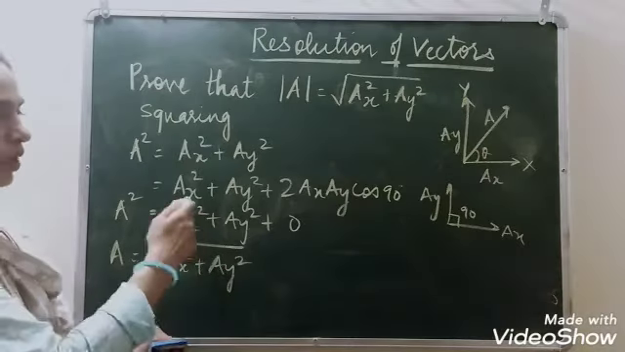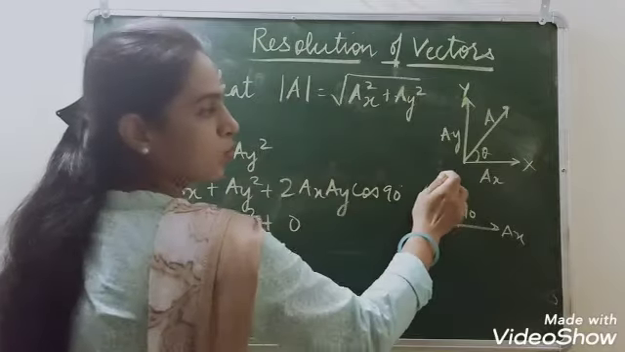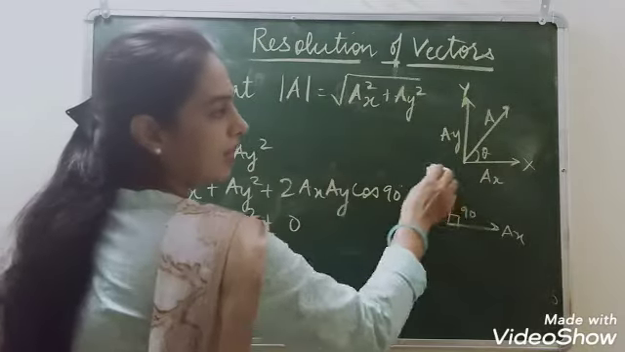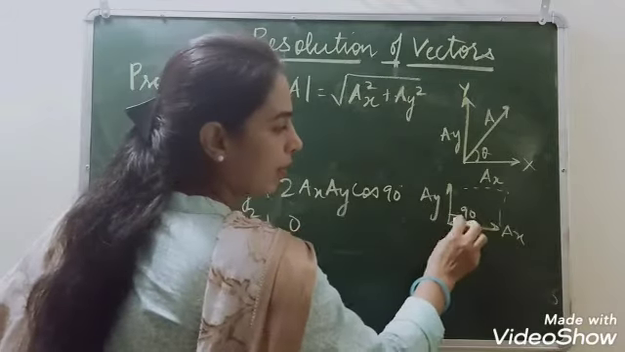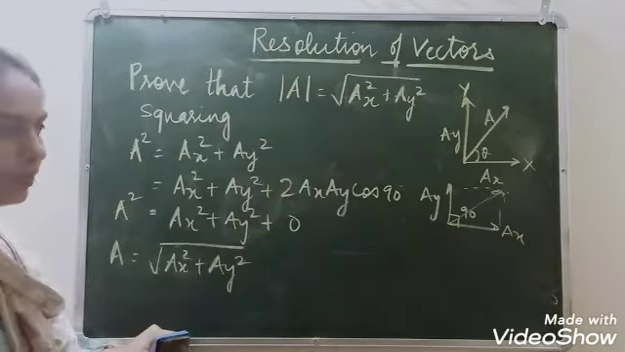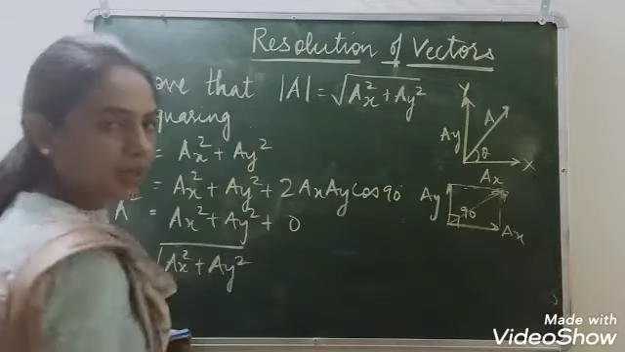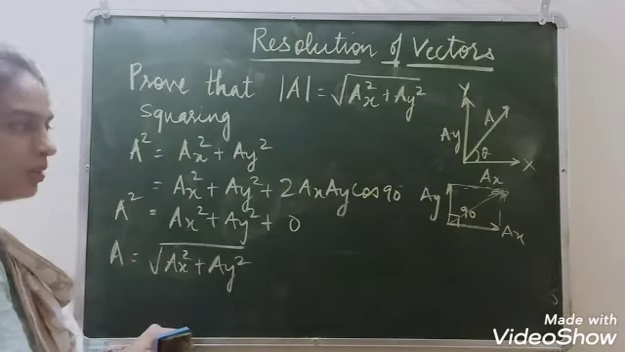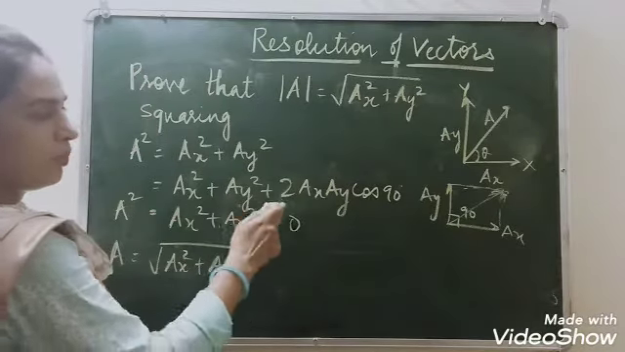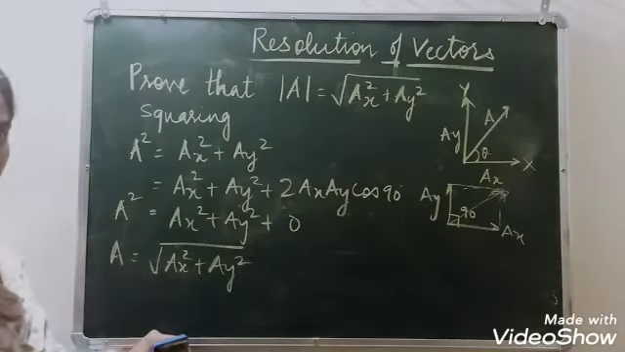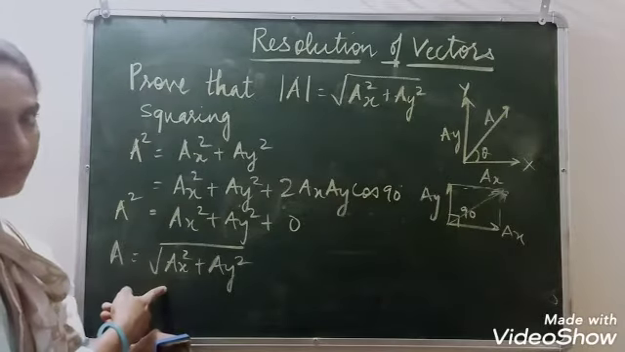This is what we studied in the parallelogram law of vector addition. Remember, this is one vector ax, this is one vector ay. How to add them? Complete the parallelogram. When we make the diagonal, that is the resultant. How to find the resultant? That is under root of ax square plus ay square plus 2 ax ay cos 90. So it's proved with that also.